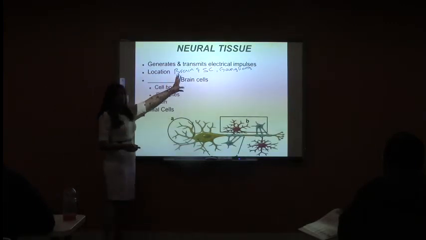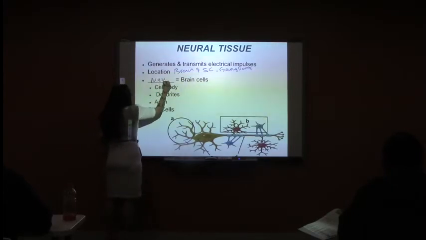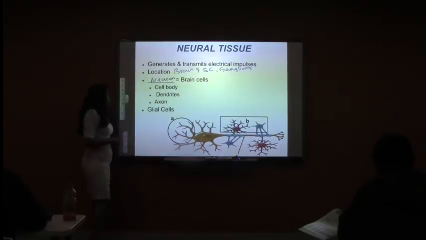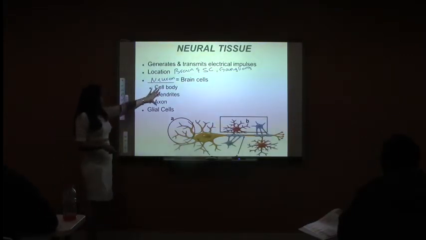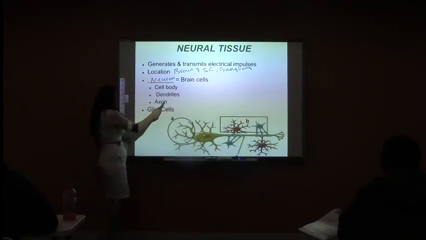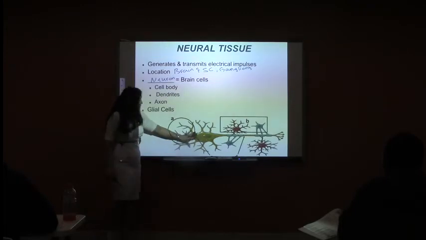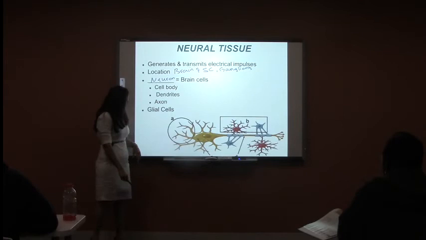Now, what is the neural tissue called? Each cell is called a neuron. A neuron is a brain cell. A neuron has three different distinct regions. It has a cell body, it has dendrites, and it has an axon. So right here is an image of a neuron. Okay?